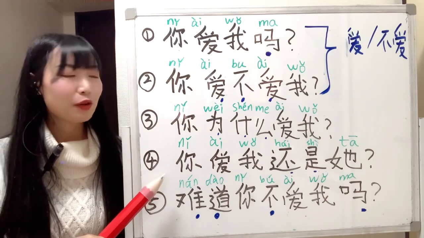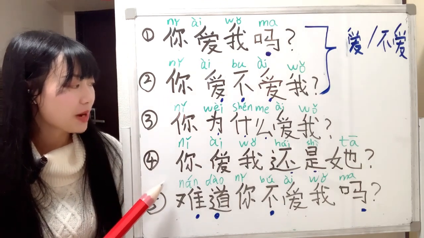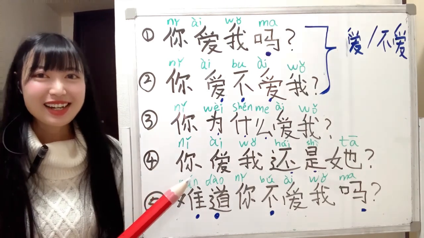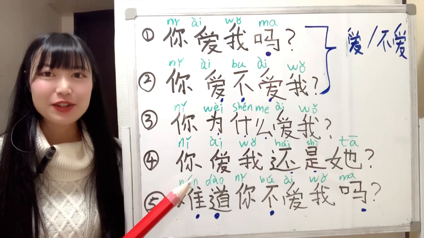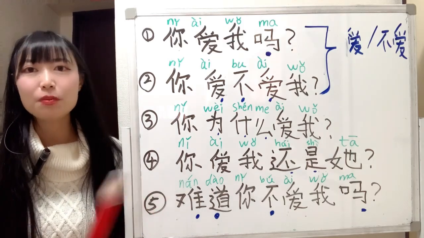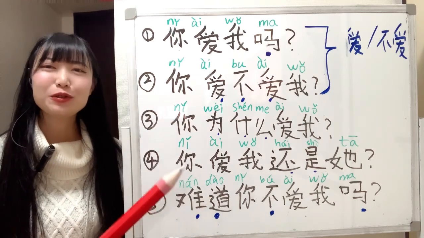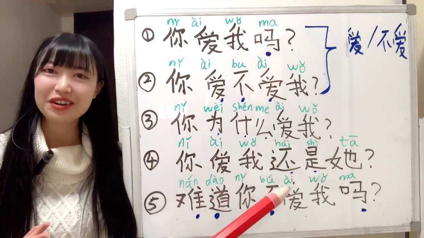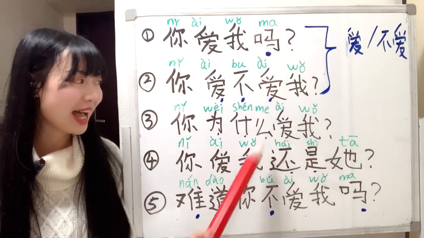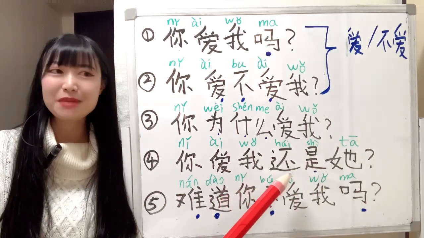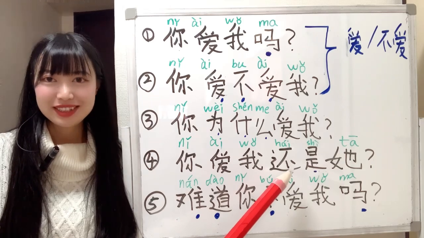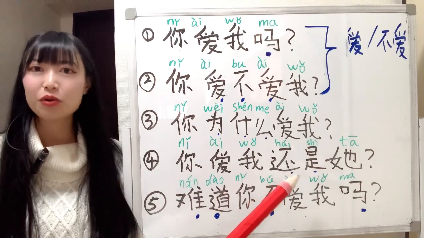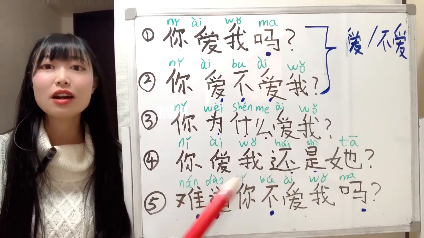Next one, the fourth question pattern in Chinese. It's also like English. It's a select question, right? So a select question is like A or B. So, do you love me or her? So we will use 还是. Of course, there are many select words, but the most basic one is 还是. It's like English, A or B, 还是.